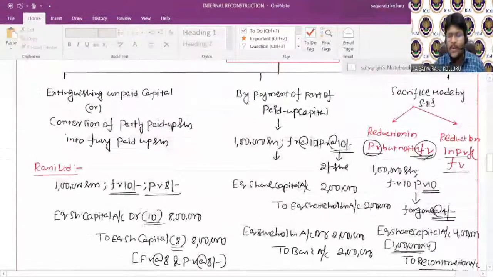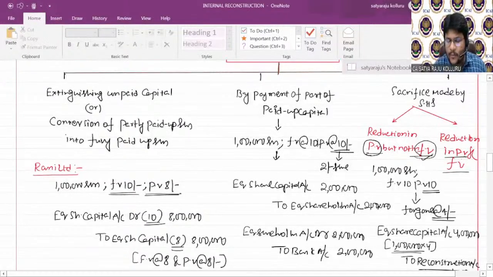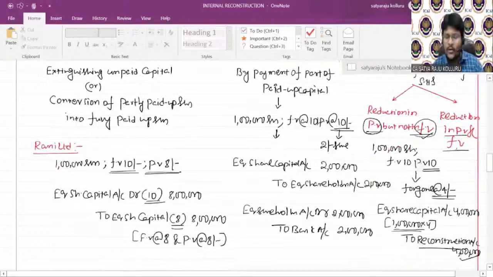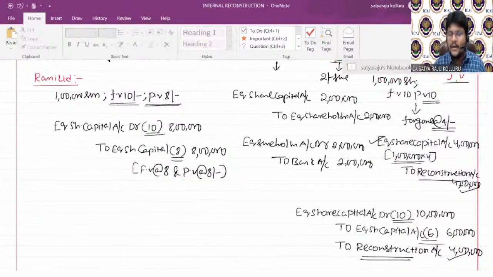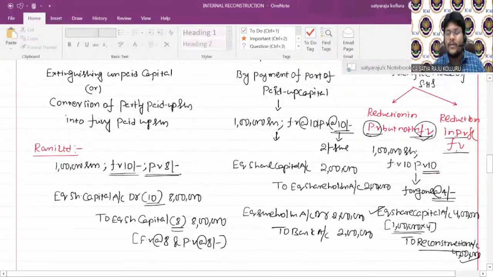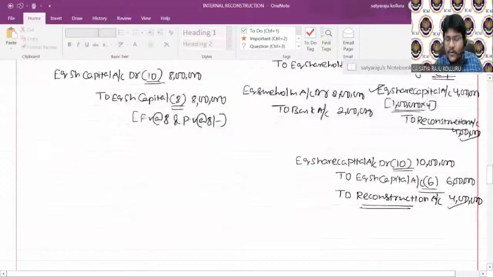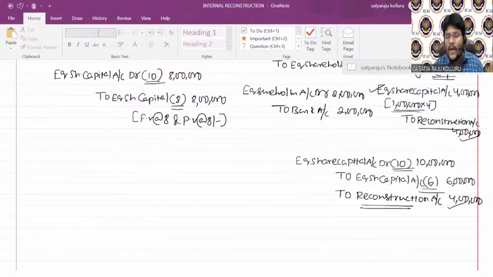So in problems, if it simply says that shareholders sacrificed something, unless otherwise specifically mentioned, we should always think that there is a reduction in paid up value as well as face value. But if it is clearly given that there is only a reduction in paid up value and no reduction in face value, then only you can apply this journal entry. If nothing is mentioned, by default we assume there is a reduction in both paid up value and face value. So you need to reduce the face value along with the paid up value.